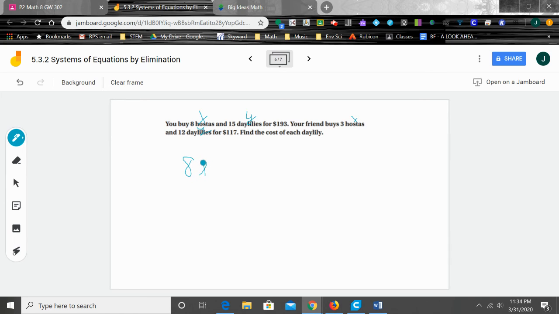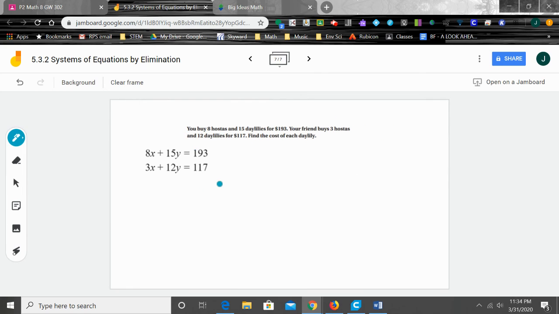First equation is, okay, 8 times the price of the hosta, which we called x, plus 15 times the price of the daylily, which we're just going to call y, and that's going to equal 193. Now your friend gets 3 hostas, so that's 3 times the unknown value, which is x for the hostas. And he gets 12 daylilies, and that's the price we don't know, but we'll call that y, and that cost 117. And it asks us for what is the price of each daylily, so really we only have to find y here. All right.